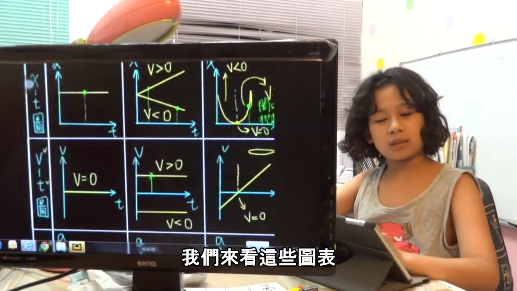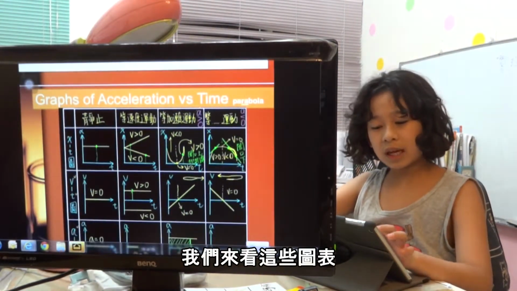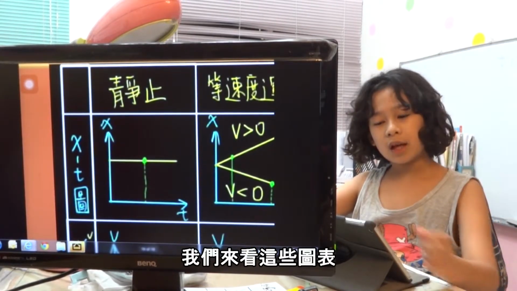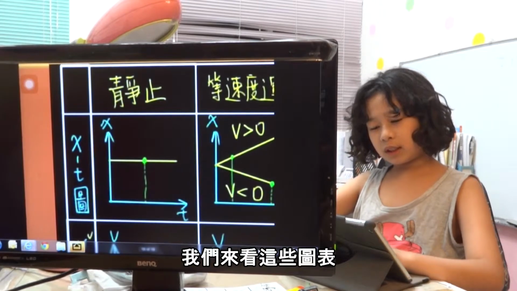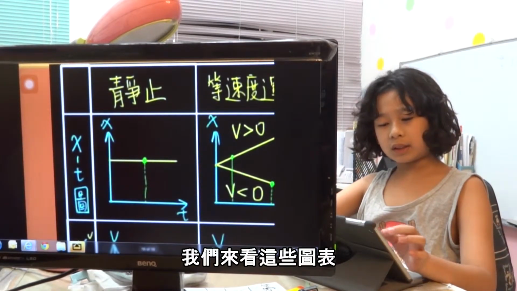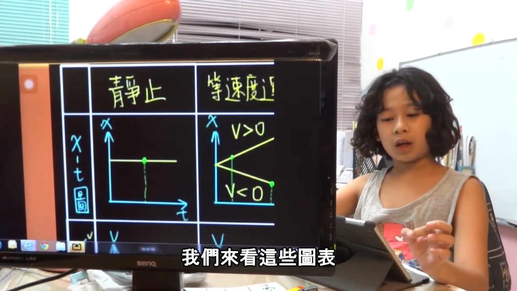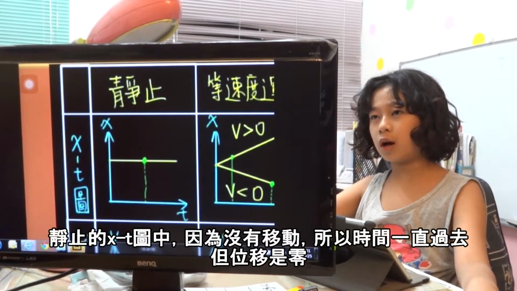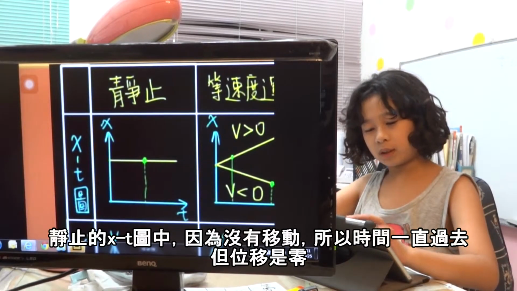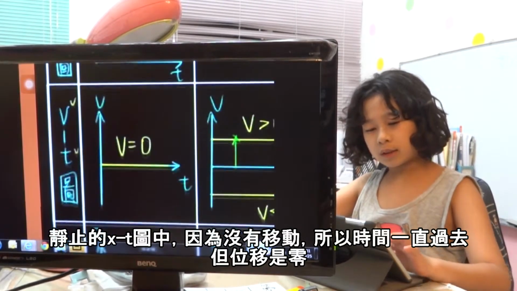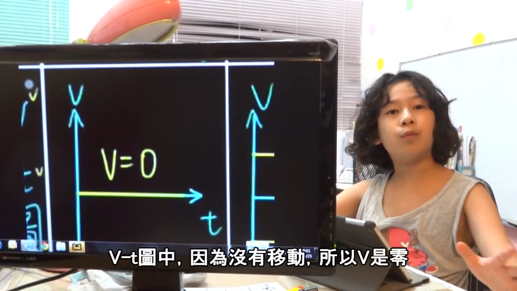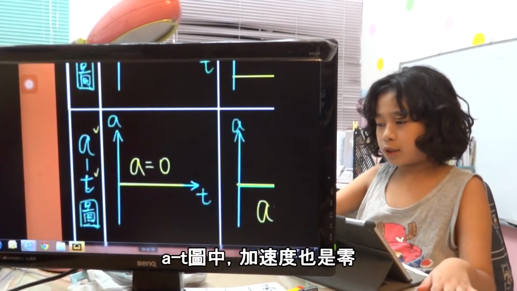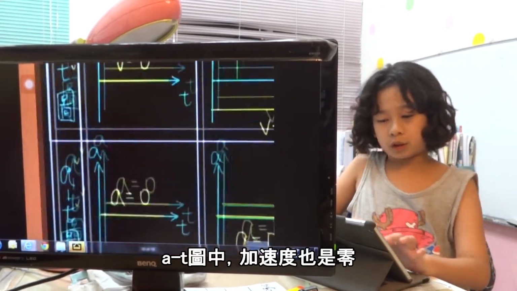And next one, okay. So what's this? This is some diagrams. The first one, you're not moving, just standing right here. Like that, okay. So your x and t diagram. Your x didn't change over time, right? Because you're not moving, and your time keeps going. So it's just flat. Another one, your velocity is 0 because you're not moving. And your acceleration is 0 because you're not changing speed, getting faster and faster or slower and slower.